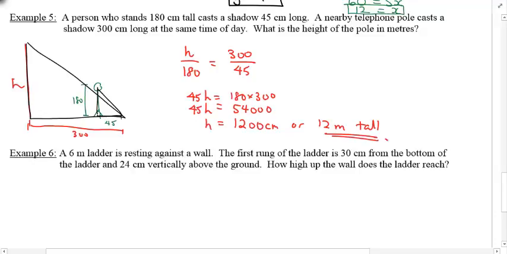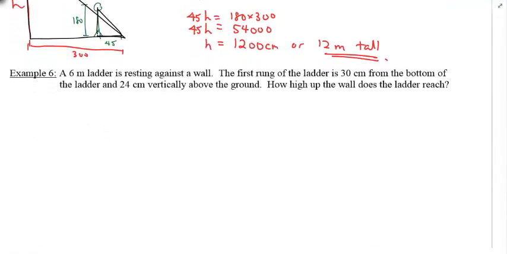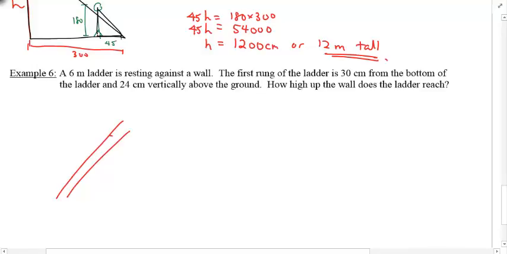Alright, one more for today. I will hopefully just set this up for you and let you try to solve this on your own. It says a 6-meter ladder is resting against the wall. So here's my ladder. It's 6 meters long. The first rung of the ladder is 30 centimeters. 6 meters, centimeters. I'm going to change this really quickly to 600 centimeters so that we're all in the same units. The first rung of the ladder is 30 centimeters from the bottom of the ladder. So this distance here is 30 centimeters.